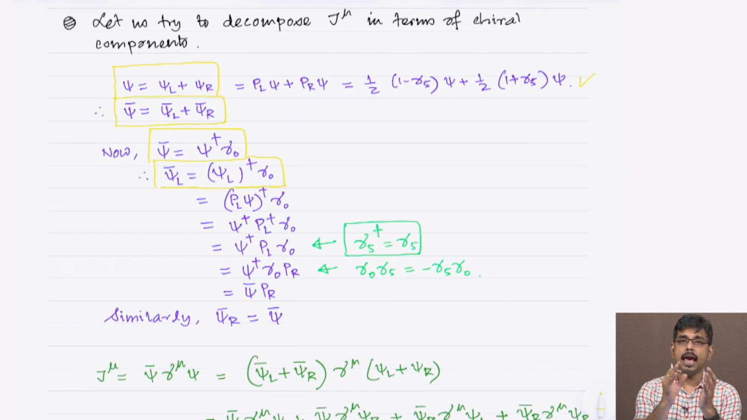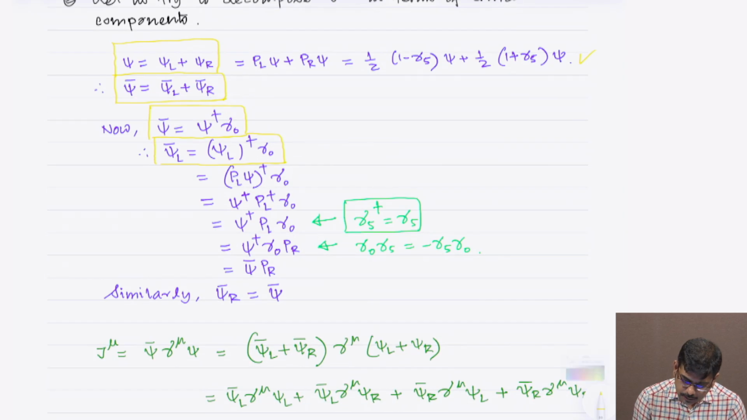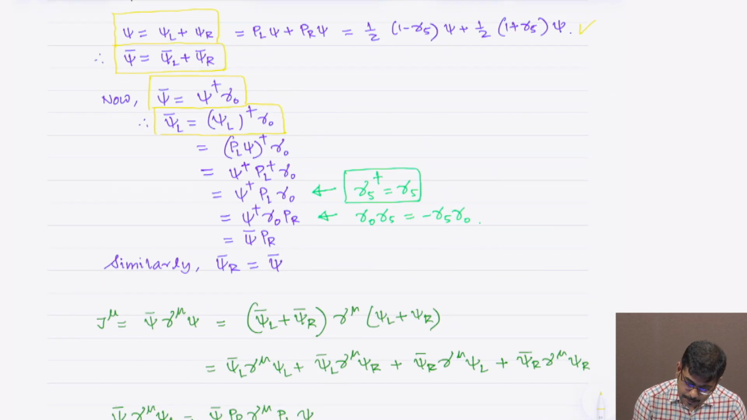Now, when you take (AB) whole dagger, that will be B dagger A dagger, that is the matrix rule that we have learned. So, therefore, we say that this is psi dagger PL dagger gamma 0. Now, what is PL dagger? You remember that PL was half into 1 minus gamma 5. So, what will be PL dagger? PL dagger will be half into 1 minus gamma 5 dagger. Now, what was gamma 5 dagger? This was gamma 5. So, this remains the same. So, PL dagger remains PL. So, this becomes psi dagger PL gamma 0.